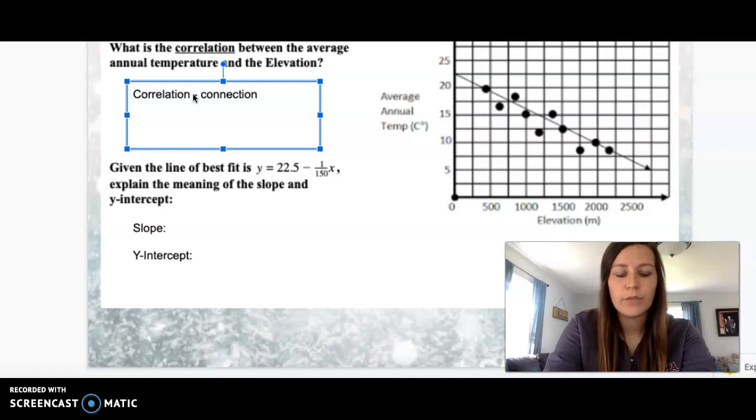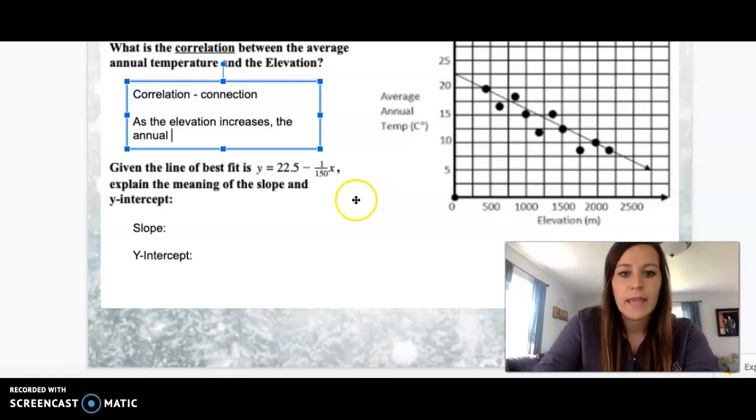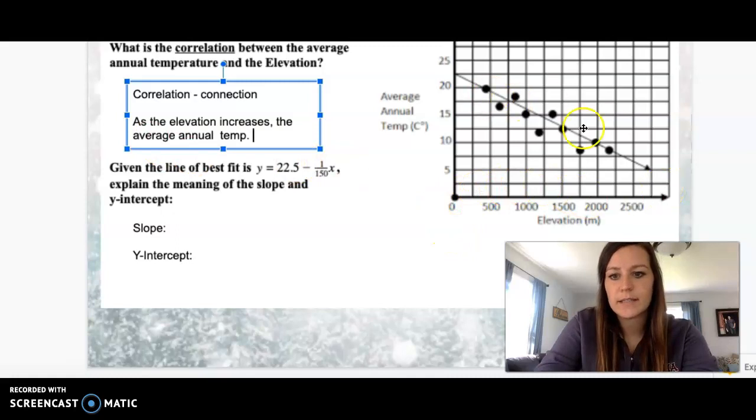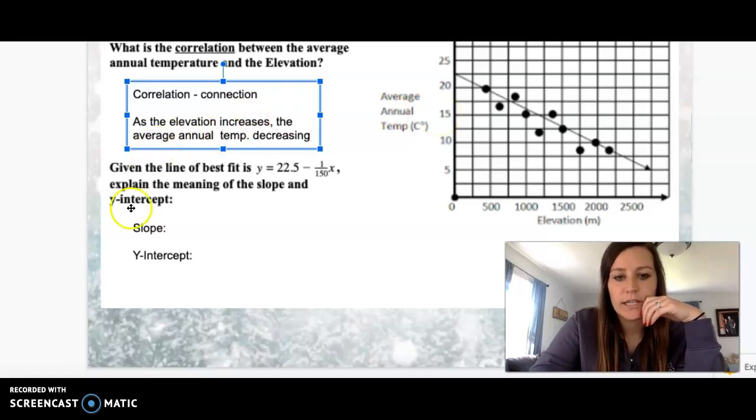All right, hopefully you've given this one a try on your own. I would say the connection would be as the elevation increases, so as we gain more elevation, the average annual temperature, well, as we go to the right, my temperature is decreasing here, okay? That would be our general connection here.